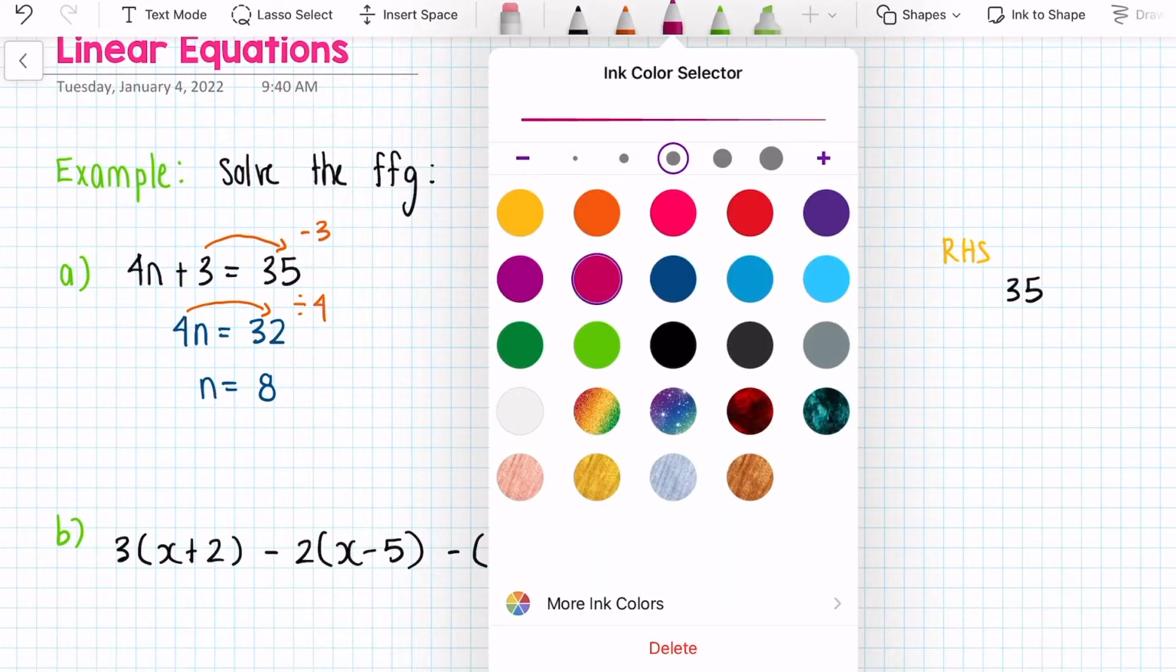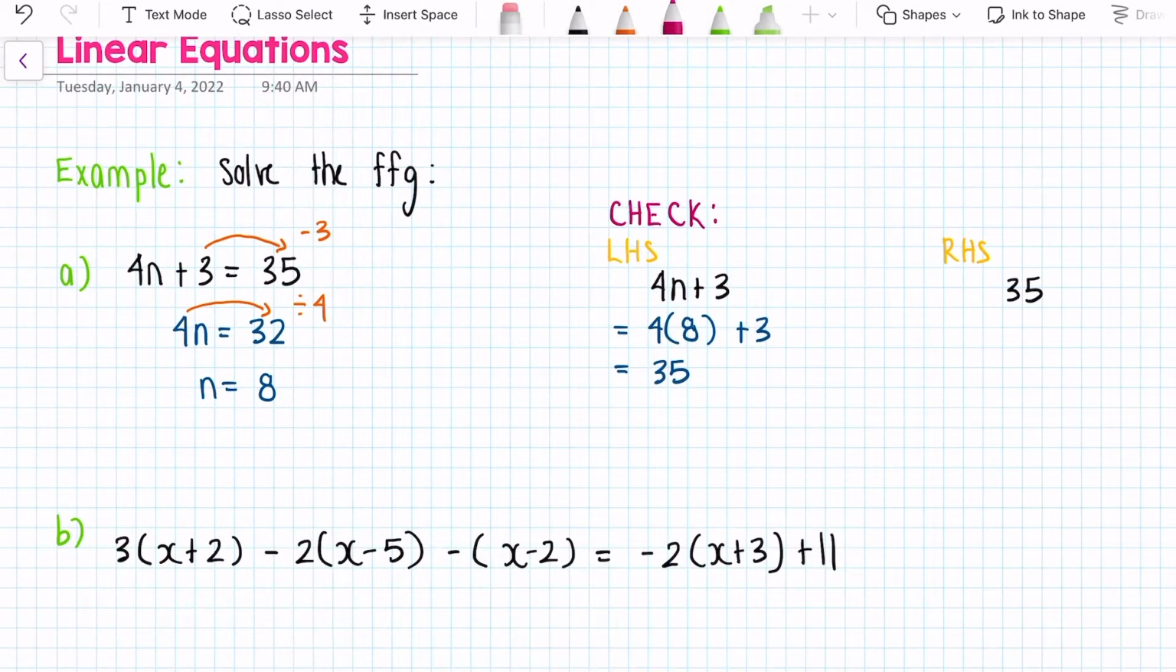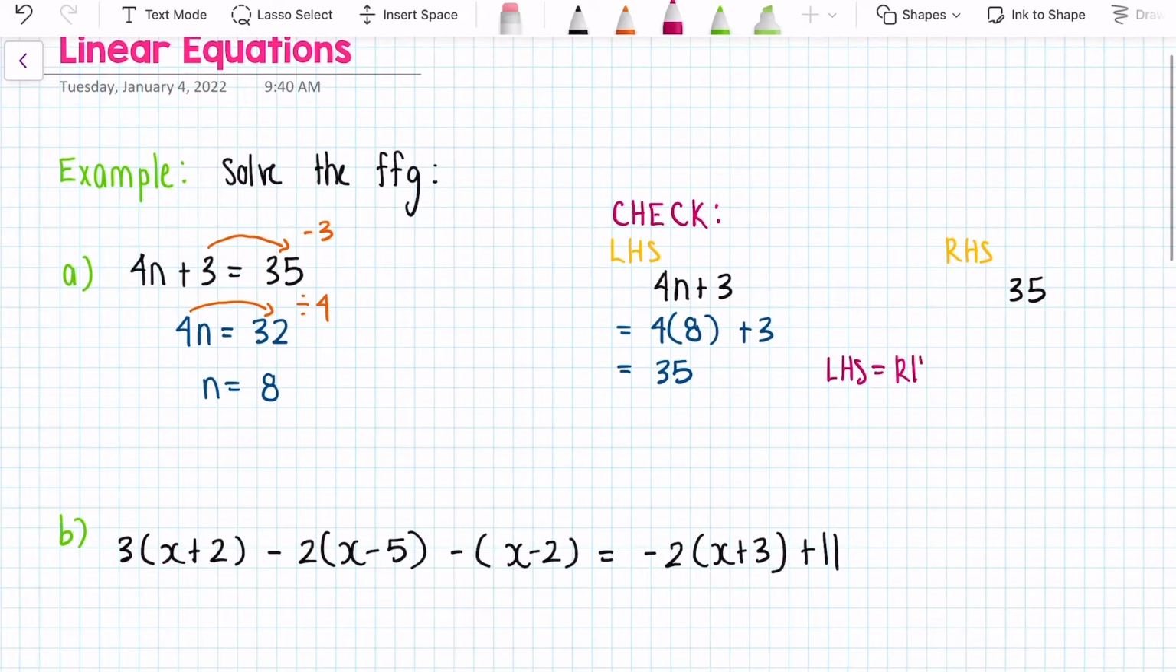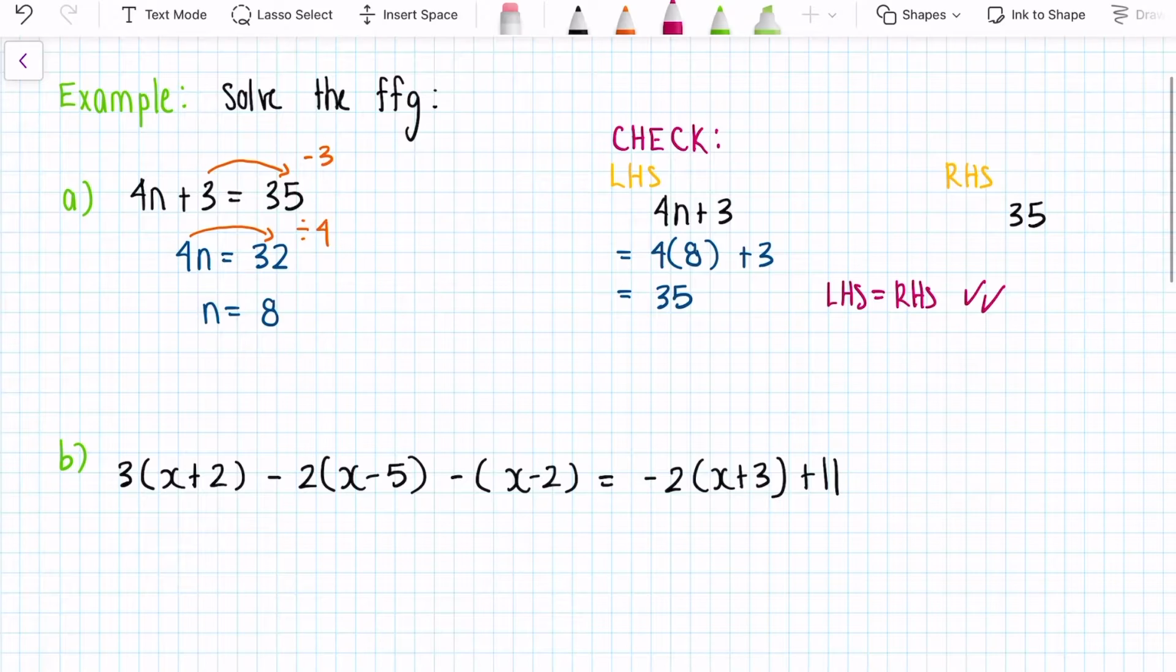So I can see, now on the right-hand side, there's nothing to do because it was just 35. So here we know that the left-hand side is equal to the right-hand side. And that tells us then that our n value is correct. Now, if you don't get them equal, then that means your n value was incorrect. And you have to go back and check your work. Some of you do the check, and then you show me that they're not equal, and you leave it as they're not equal. No, if they're not equal, then something's wrong. We go back and we fix it.